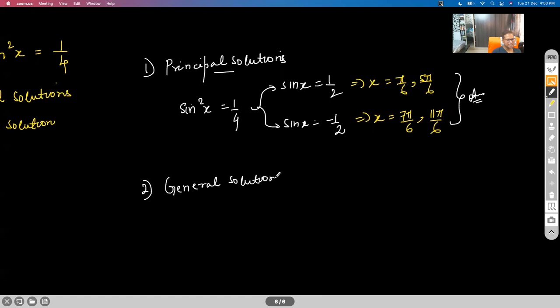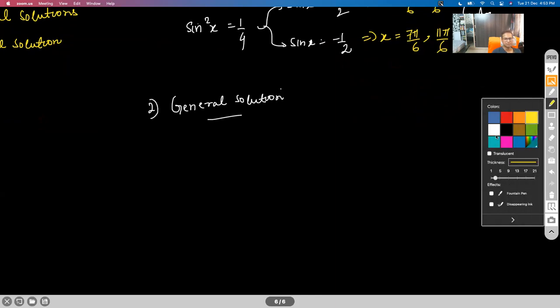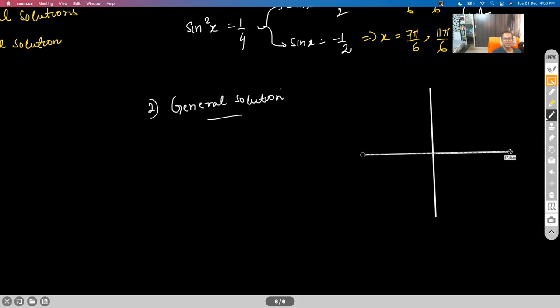Let's see the pattern. Remember, sine x equal to half or minus half will eventually cover all the four quadrants, because in every quadrant, you will either have the positive value coming or the negative value coming. For example, in the first quadrant, you will have 30 degree coming. In the second quadrant, you will have 150 degree, which is 5 pi by 6. In the third quadrant, you will have 7 pi by 6. And in the fourth quadrant, you will have 11 pi by 6. Correct? So keep this in mind and start giving me what are the possible angles that you are getting so that we can observe a pattern.